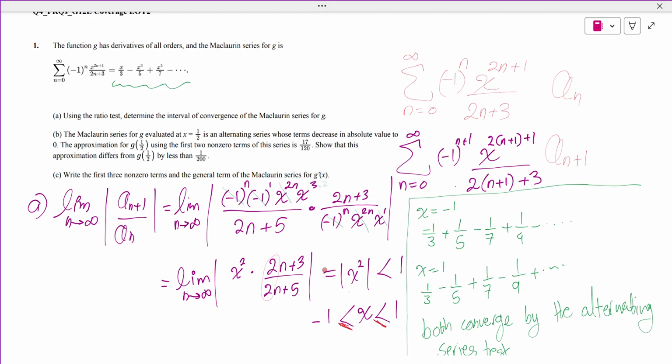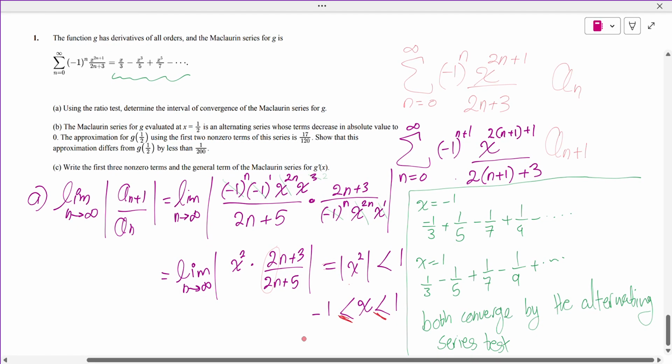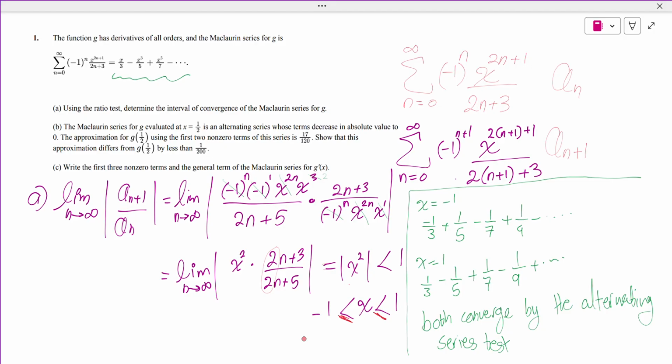So the interval is from -1 to 1. But this is the Maclaurin series for G evaluated at x equals 1/2, an alternating series whose terms decrease in absolute value to 0. That means when x equals 1/2, the series converges. And 1/2 is in the interval we found in part A.